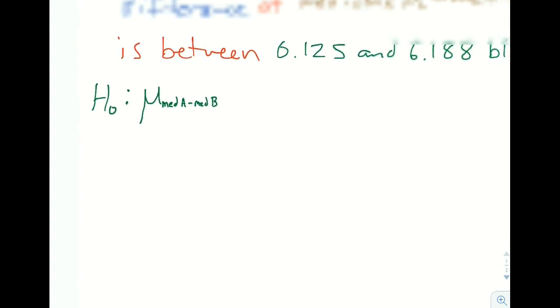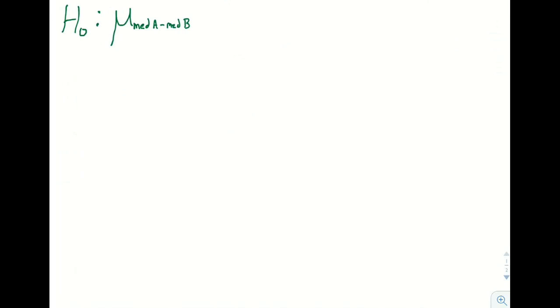And it is the average, mu is the average of the difference between medicine A minus medicine B. And if I were to just write A minus B down there, that would suffice as well. So we're going to have that information right there.